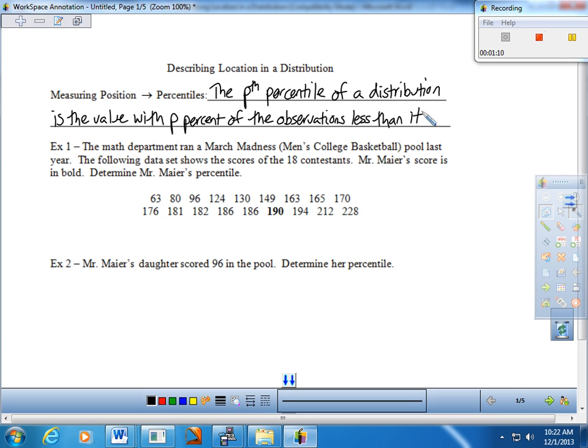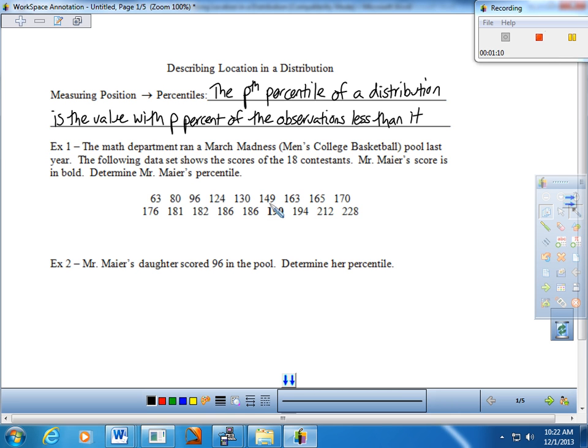Again, it's the location of a particular value in the overall data distribution. The one way to talk about it that we'll start out with is the percentile. All right, so example one. Every year the math department runs a March Madness. For those who don't know, March Madness is a men's college basketball pool. We did this last year, and the following data set shows the scores of the 18 contestants. My score, again a particular value, is right here in bold, the 190. Determine the percentile. What would be the percentile of my 190?